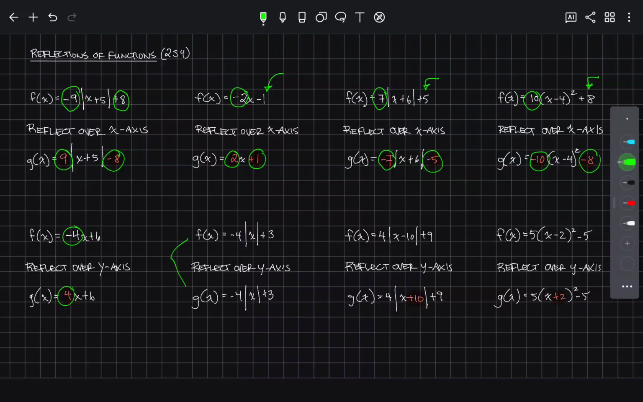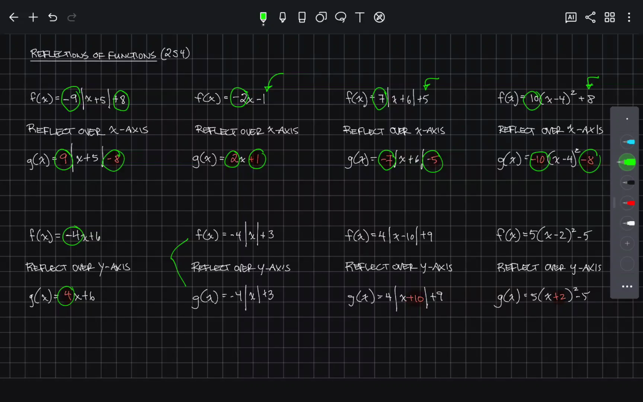This one's confusing because this is an absolute value function. Whenever we're talking about reflecting an absolute value function that has not shifted horizontally, it's going to already be on the y-axis and it will be symmetrical. So if you wanted to reflect an absolute value function over the y-axis that has not been shifted horizontally, it already is a reflection of itself. That's why those remain the same.